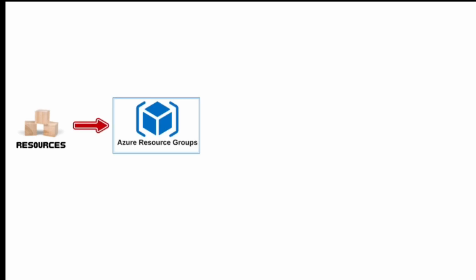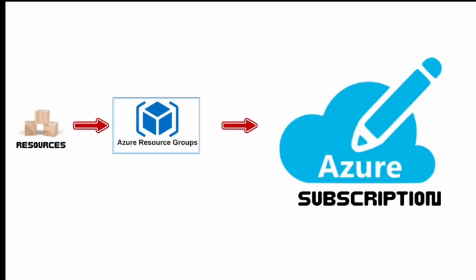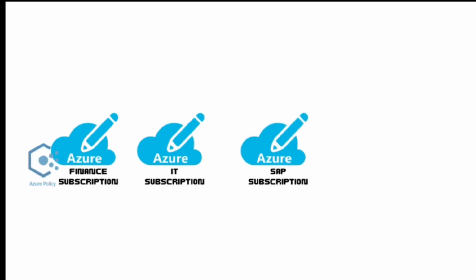What is Azure Management Groups? We know the basic building block in Azure is the resources. Each resource in Azure needs to be present in a resource group, and the resource group needs to sit in a subscription. Now, what if we have multiple subscriptions? One for finance, one for IT, one for SAP. Why would you do that?